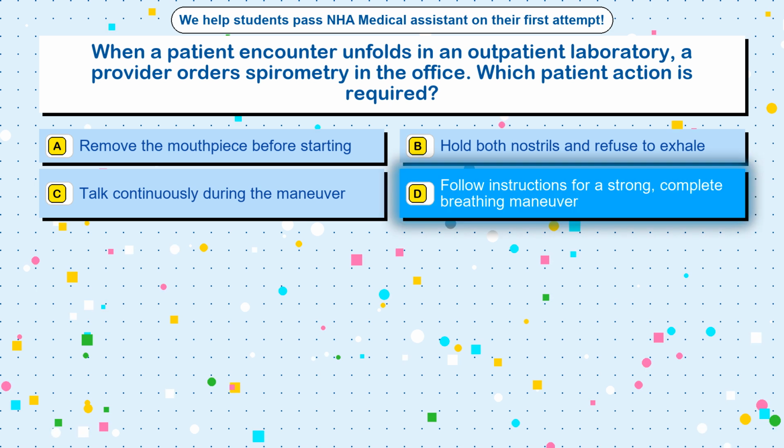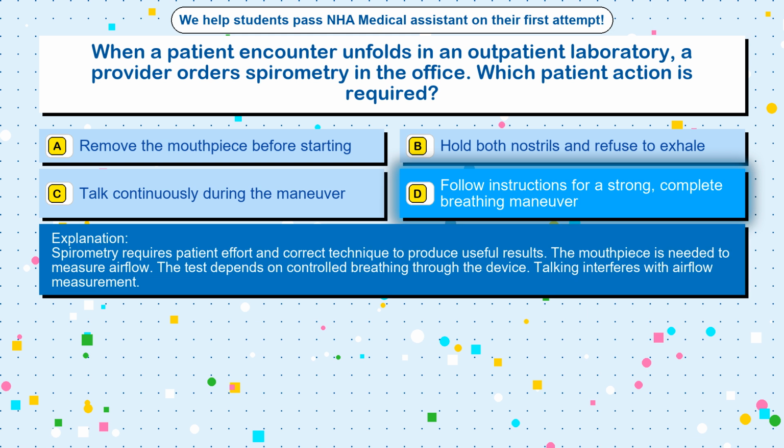The correct answer is option D. Follow instructions for a strong, complete breathing maneuver. Spirometry requires patient effort and correct technique to produce useful results. The mouthpiece is needed to measure airflow. The test depends on controlled breathing through the device. Talking interferes with airflow measurement.